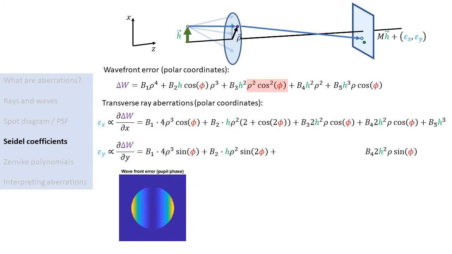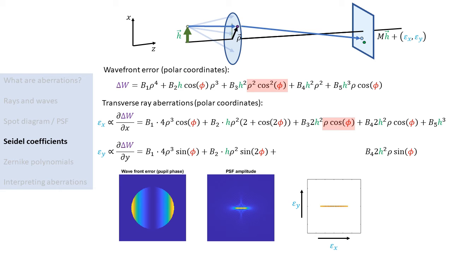Next we look at the third term in the expression for the wavefront error. This term depends only on the x-coordinate of the pupil and not on the y-coordinate. As a result, the ray spot diagram is elongated only in the x direction, but not in y. The point spread function shows similar features. This aberration is called astigmatism.